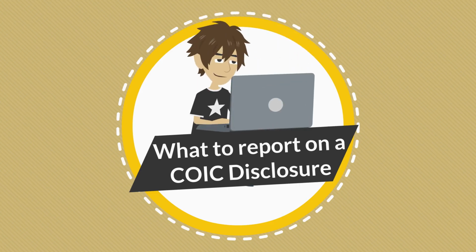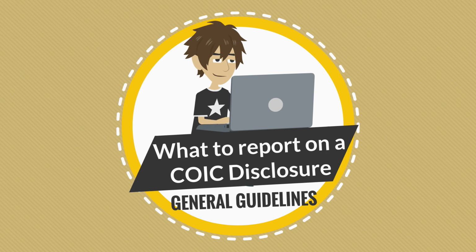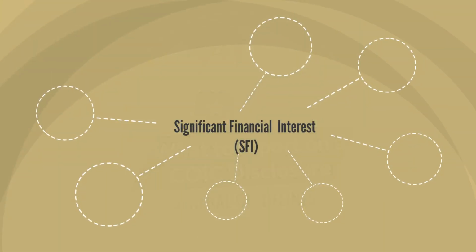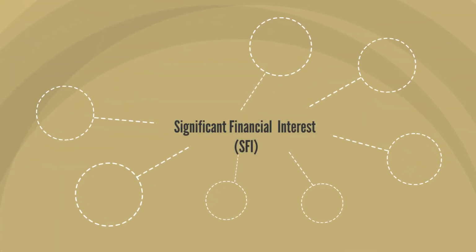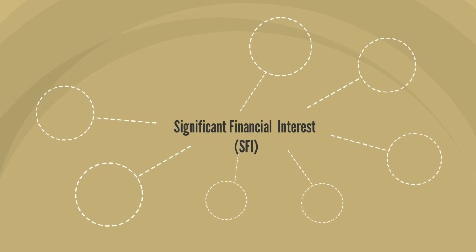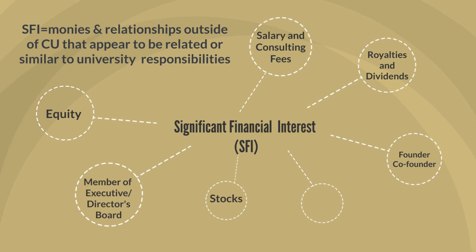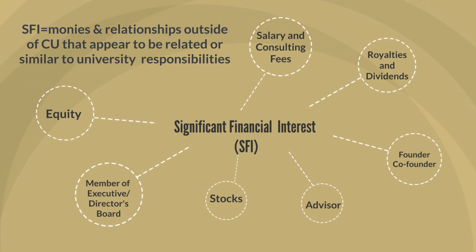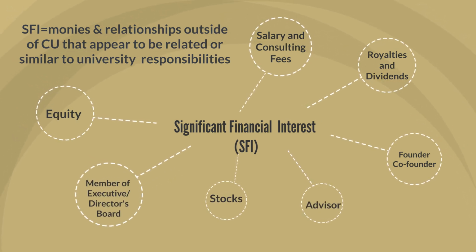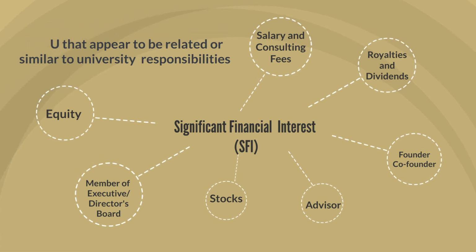What information needs to be reported on conflicts of interest disclosures? The Conflict of Interest Disclosure Form is designed to collect significant financial interest, or SFI. In general, SFI can be defined as anything of monetary value received outside of the university that exceeds threshold values and that reasonably appears related to the discloser's institutional responsibilities.